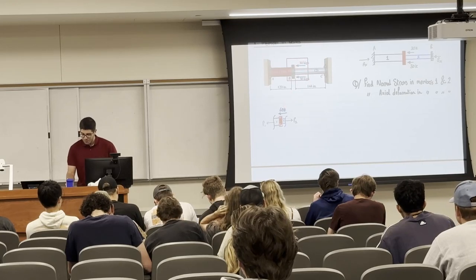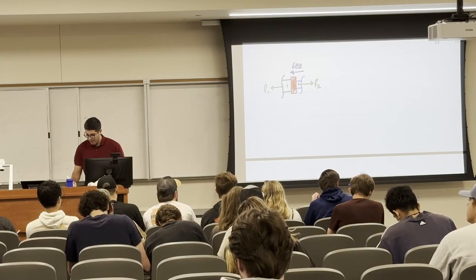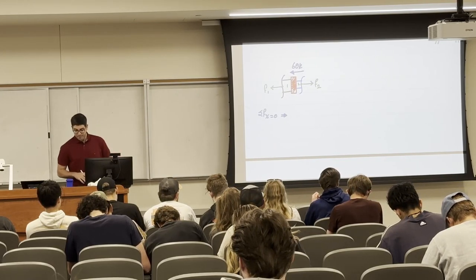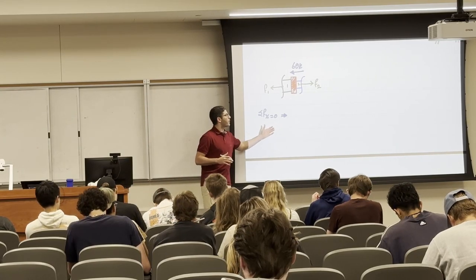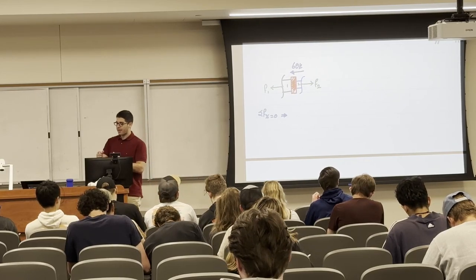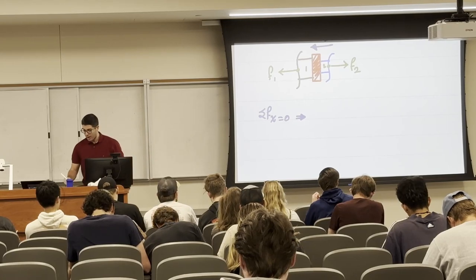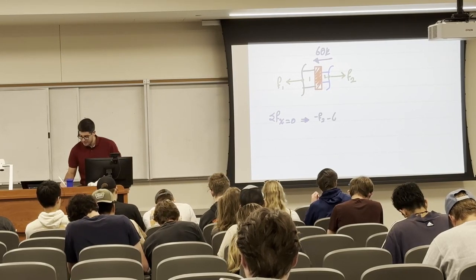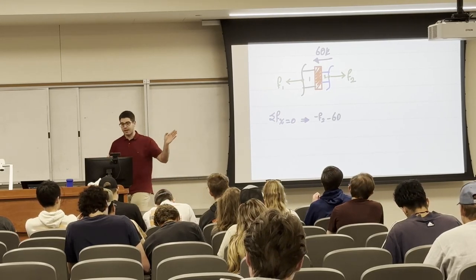Okay, now I want to find the relation between f1 and f2. So I would say summation fx equals 0. And again, I'm encouraging you to use this way to write the equilibrium equation: summation fx equals 0, then an arrow like this, and write everything in one equation. So I will say minus f2 minus 60, as if anything going to the right is negative and anything going to the left is positive.